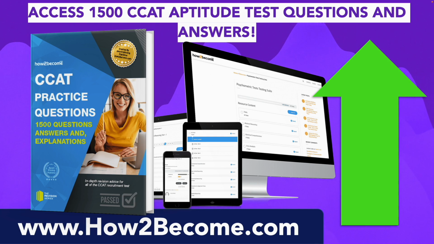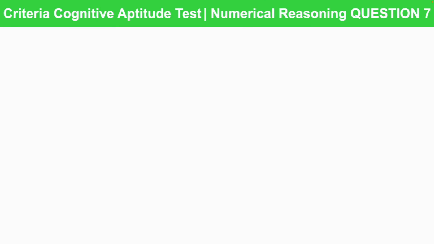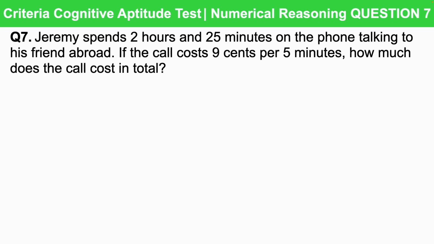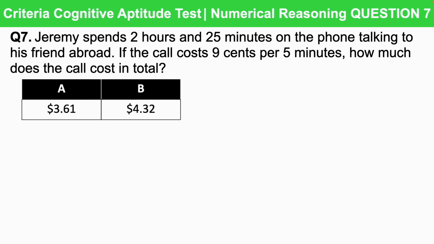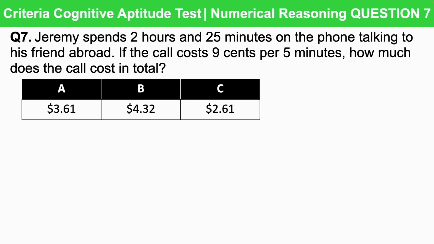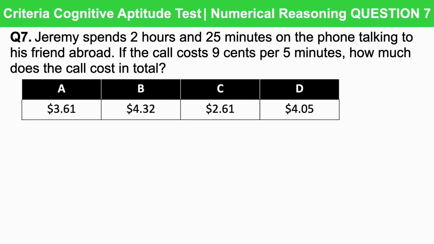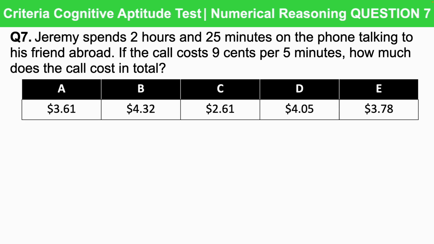Okay, let's move on to the next question type, which is numerical reasoning. Now, the first CCAT numerical reasoning question I want you to practice is some basic arithmetic. The question is this: Jeremy spends 2 hours and 25 minutes on the phone talking to his friend abroad. If the call costs 9 cents per 5 minutes, how much does the call cost in total? Is the answer A, $3.61, B, $4.32, C, $2.61, D, $4.05, or E, $3.78?